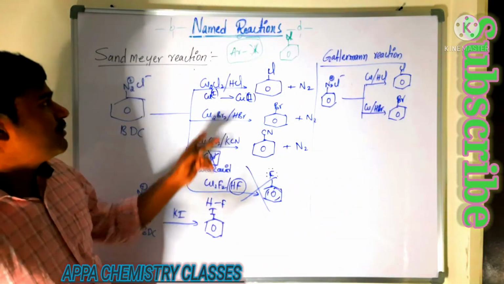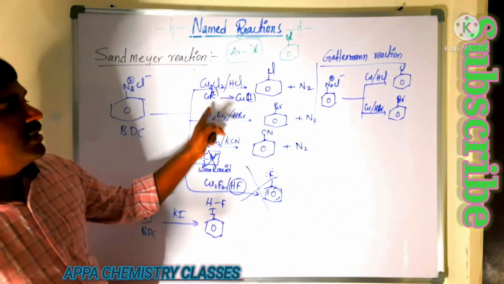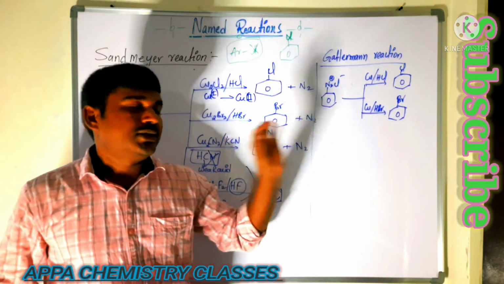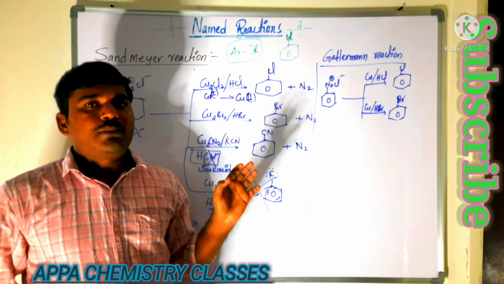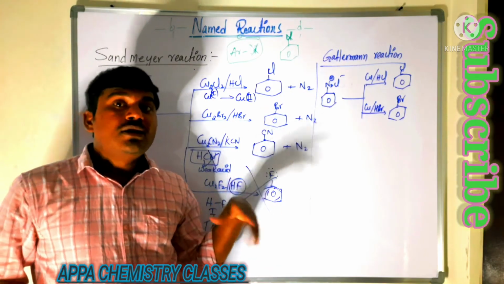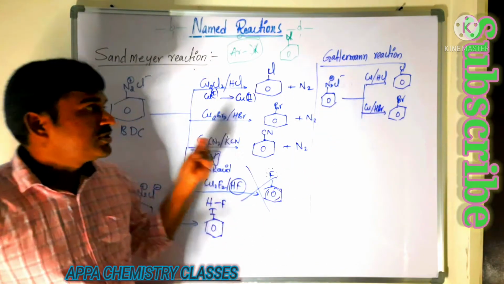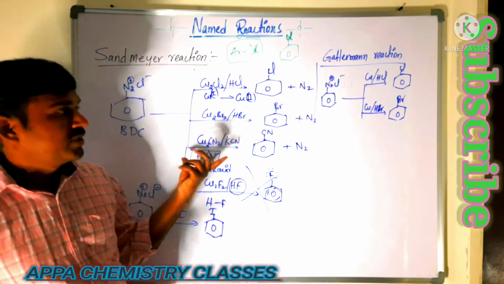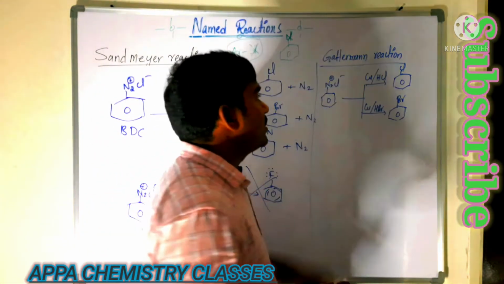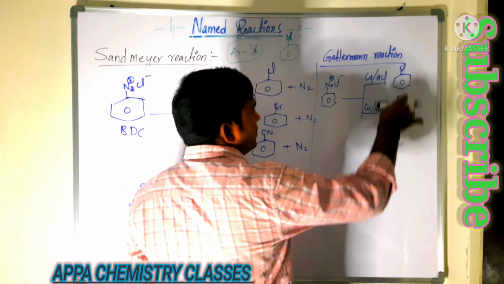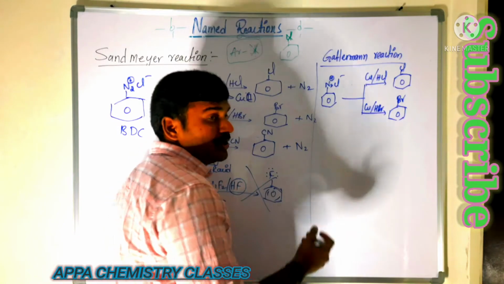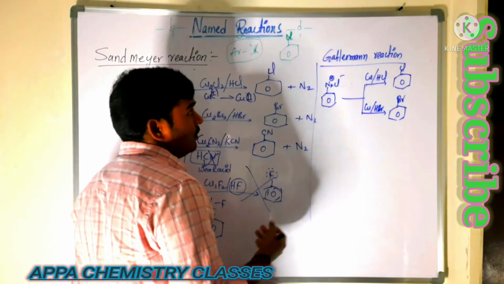What is the difference you are finding here? In Sandmeyer, you are taking a cuprous salt, but here you are taking copper metal. That is the difference between Gattermann and Sandmeyer. In which case is more yield produced? In the Sandmeyer reaction, you will get more product. Is that clear? So that is the Gattermann reaction. By this reaction, chlorobenzene and bromobenzene can be easily prepared. Next we will see fluorobenzene also.